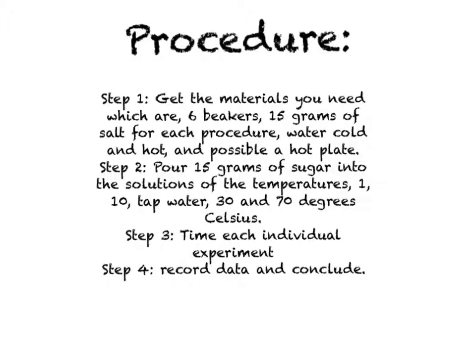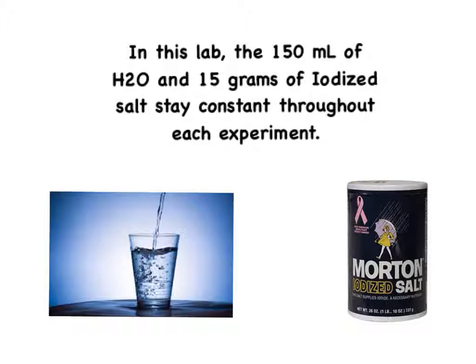Step 2. Pour 15 grams of sugar into the solution of the temperatures 1, 10, tap water, 30, and 70 degrees Celsius. Step 3. Time each individual experiment. Step 4. Record data and conclude. In this lab, the 150 milliliters of H2O and 15 grams of iodized salt stay constant throughout each experiment.